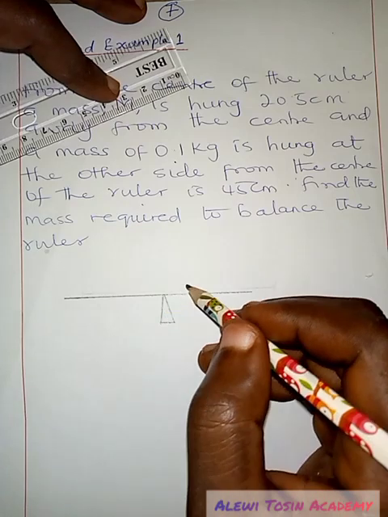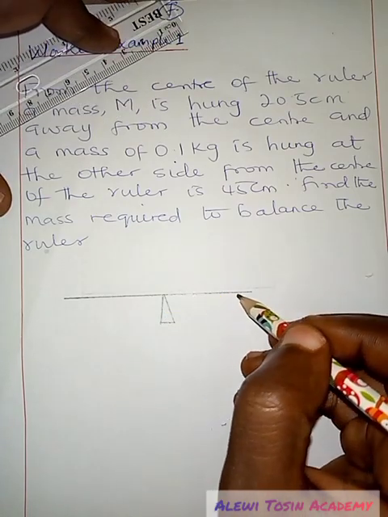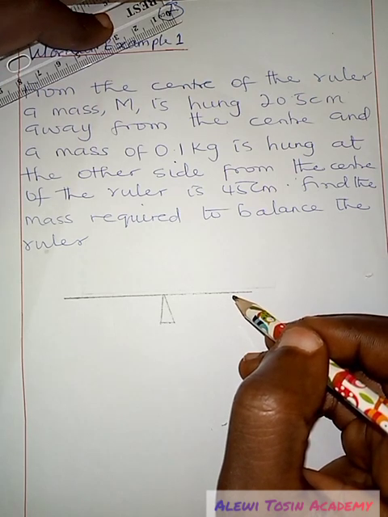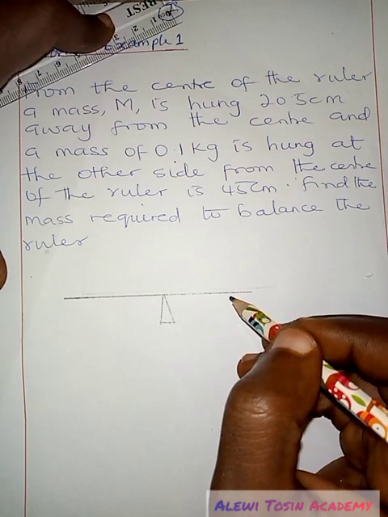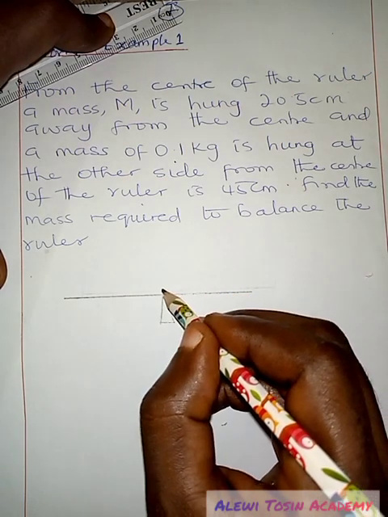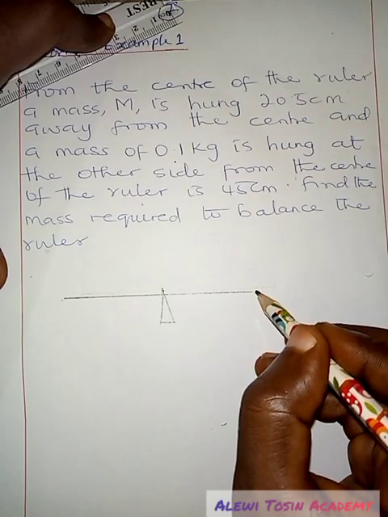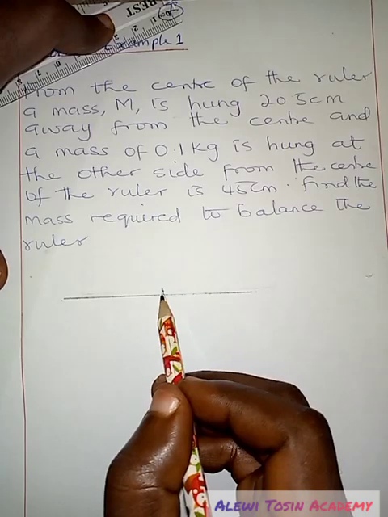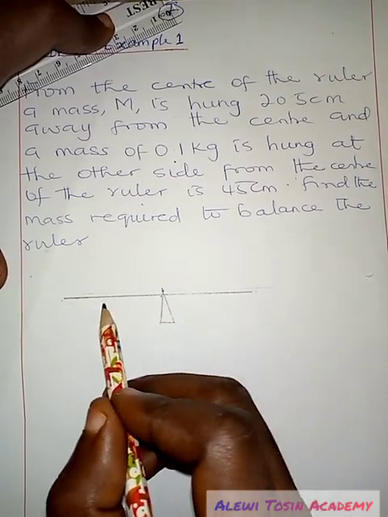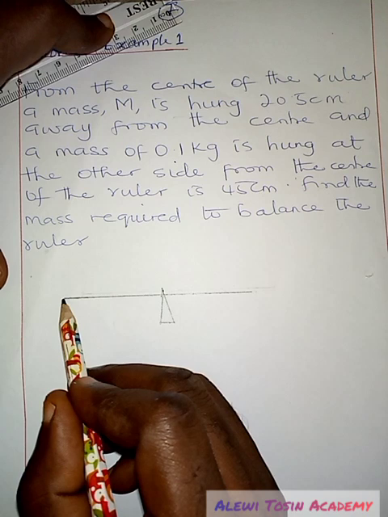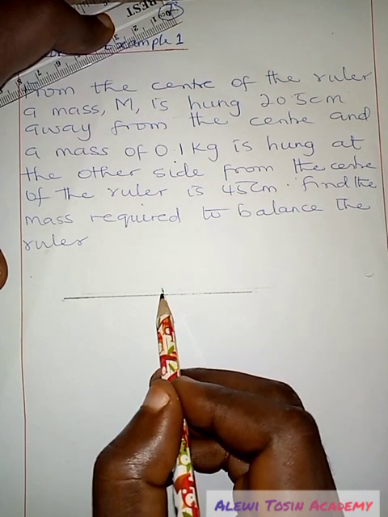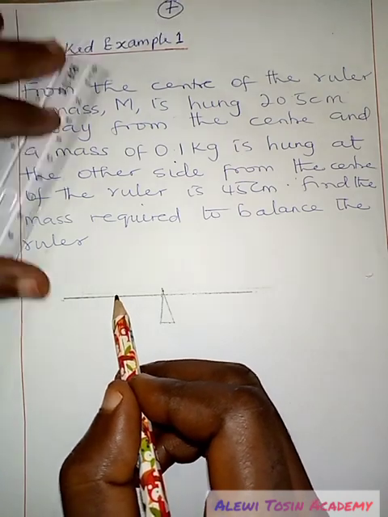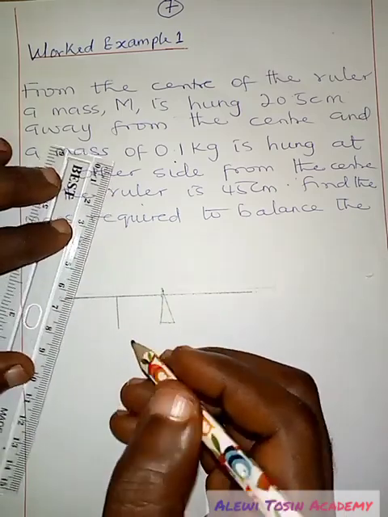I said in my previous class that the center of a meter rule will be what? 50 centimeter, because the length of a full meter rule is 100 centimeter. So this place should be 50 centimeter, and mass M is hung 20.5 centimeter away from the center. It should not be up to half. It should be somewhere around here. So that's where it is hung.